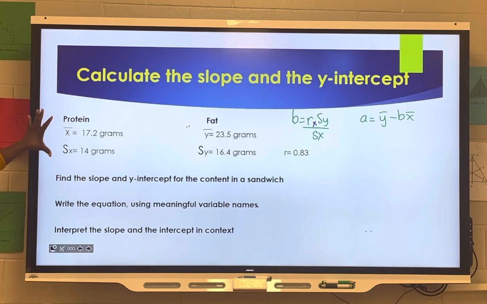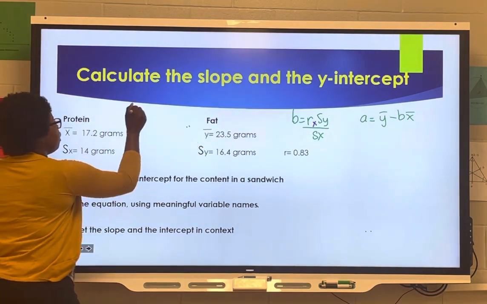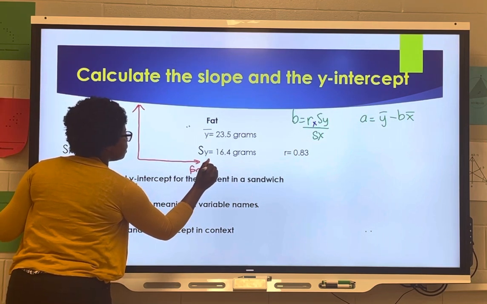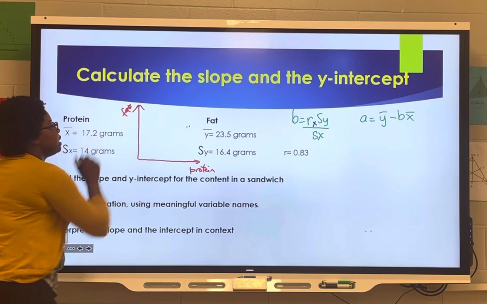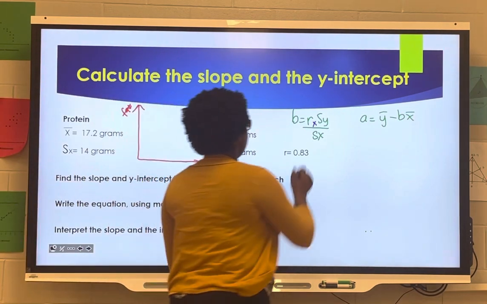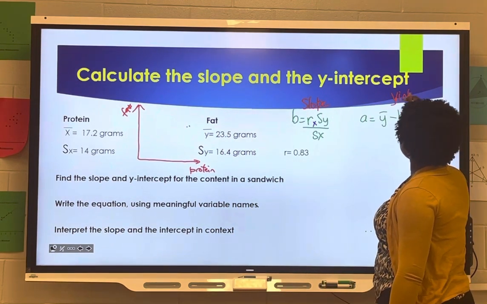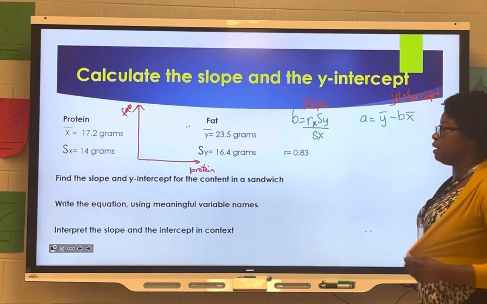So we have our critical points here, protein representing our x variables and fats representing our y's. If we wanted to see this on a graphical scale, we would have protein at the bottom on x and fat represented on y, so you'll see where the trend is. We are asked to find the slope and the y-intercept. Using these two formulas, we can put in the critical points to find the values of b and a.